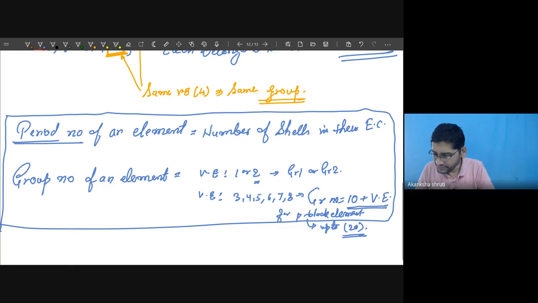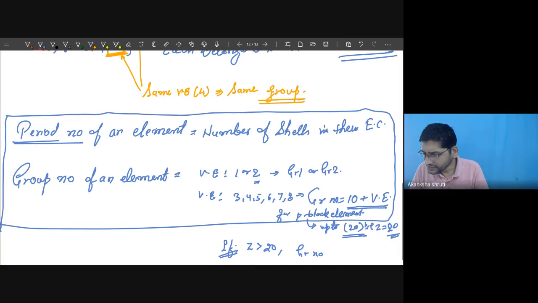Rarely or hardly will it be asked, otherwise in your academics it is not going to be asked. If atomic number Z is greater than 20, that is, our Z equals 20 here for this, and if it is greater than this one, then your group number you simply consider as the valence electrons. But again, how long shall we continue?